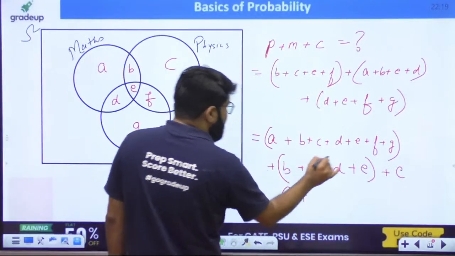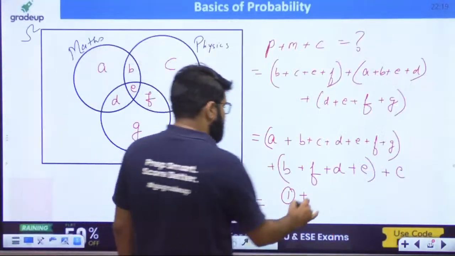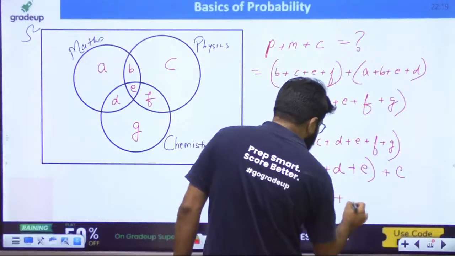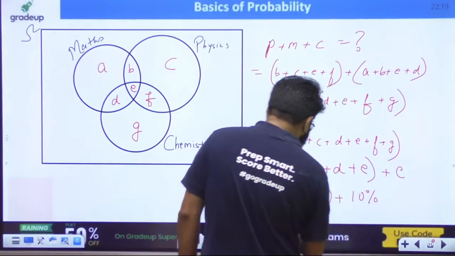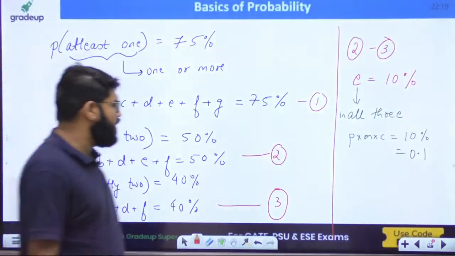Equation number 1. B, D, F, E. Equation number 2. This is the equation number 2, plus E. The value of E is 10%, we know. What is equation number 1? 75 plus 50 plus 10.